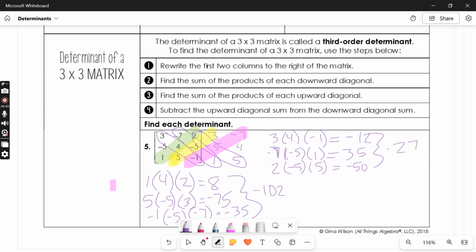So my determinant is going to be negative 27 minus negative 102, which is 75. Okay, that one does take quite a bit more than the 2 by 2. And so it's perfectly fine to do it by hand or with your calculator, either one. But you do it with your calculator the same way. So we'll put this in your calculator so you can see it.